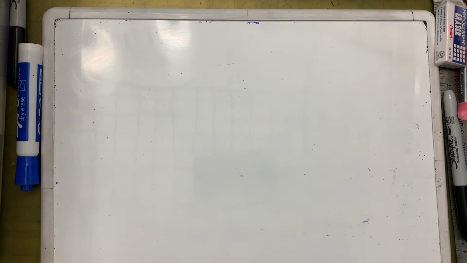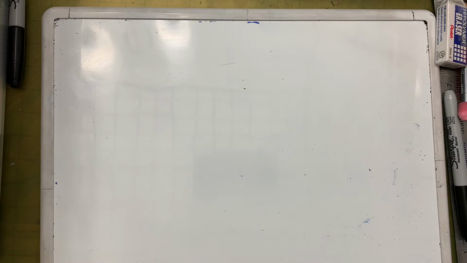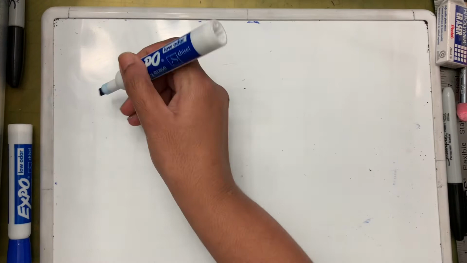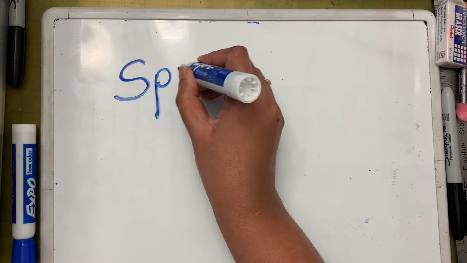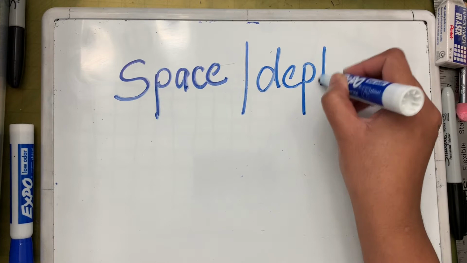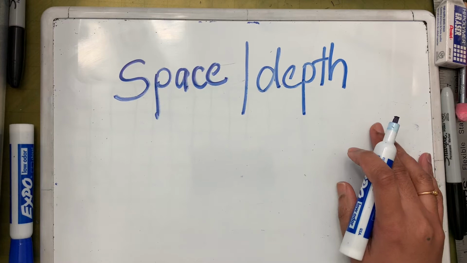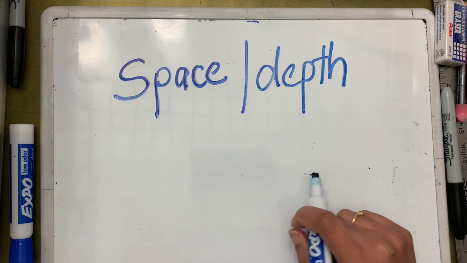First, let's talk about something that we are going to do today. Today we are going to show depth in our picture. We have done that before, but we haven't talked about it. So how will you show depth or space in the picture? That's what we are going to do. Depth, space, or distance. To show that, there are different techniques artists use. One technique that they use is overlapping.